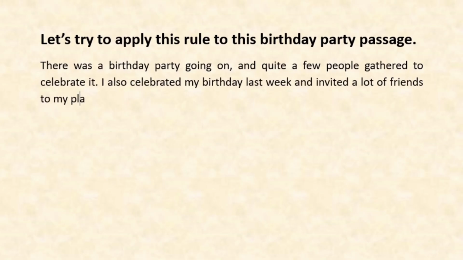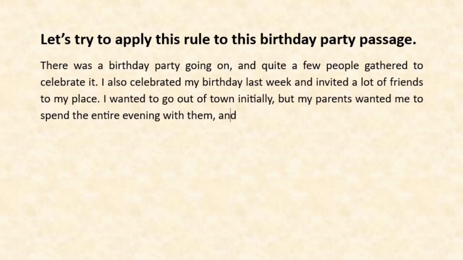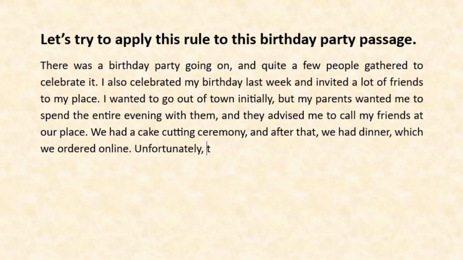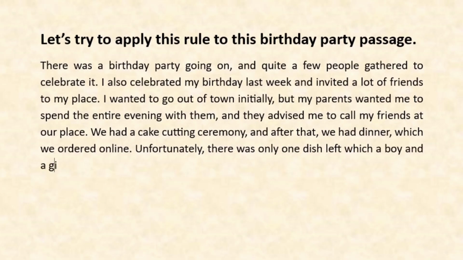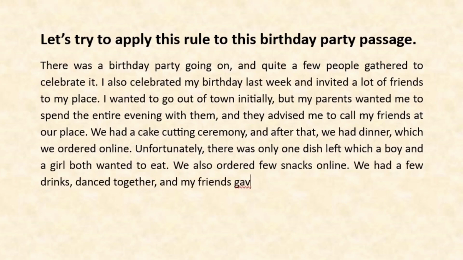I wanted to go out of town initially, but my parents wanted me to spend the entire evening with them, and they advised me to call my friends to our own place. We had a cake cutting ceremony, and after that, we had dinner, which we ordered online. Unfortunately, there was only one dish left, which a boy and girl both wanted to eat. We also ordered a few snacks online. We had a few drinks, danced together, and my friends gave me gifts. They left at 1 in the morning and said bye to my parents.